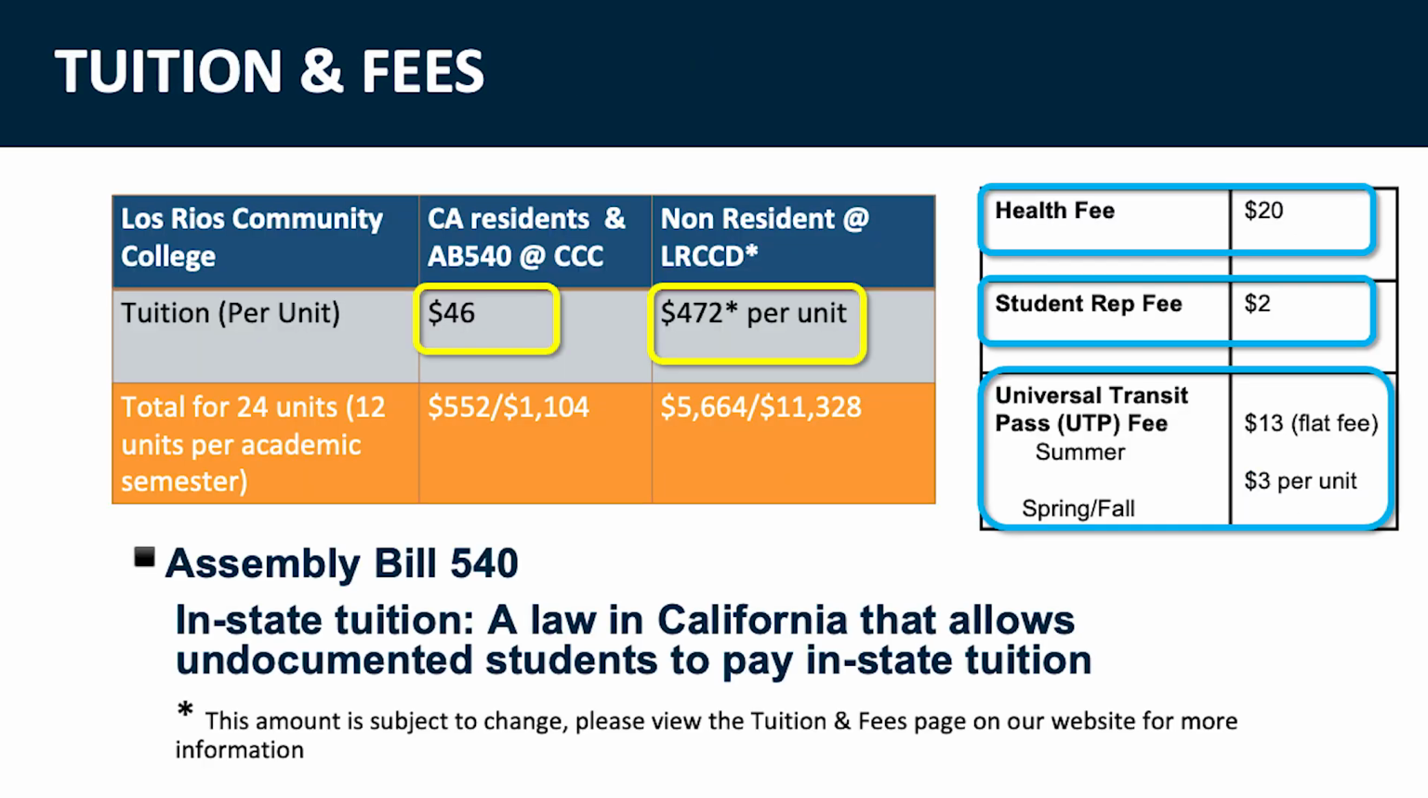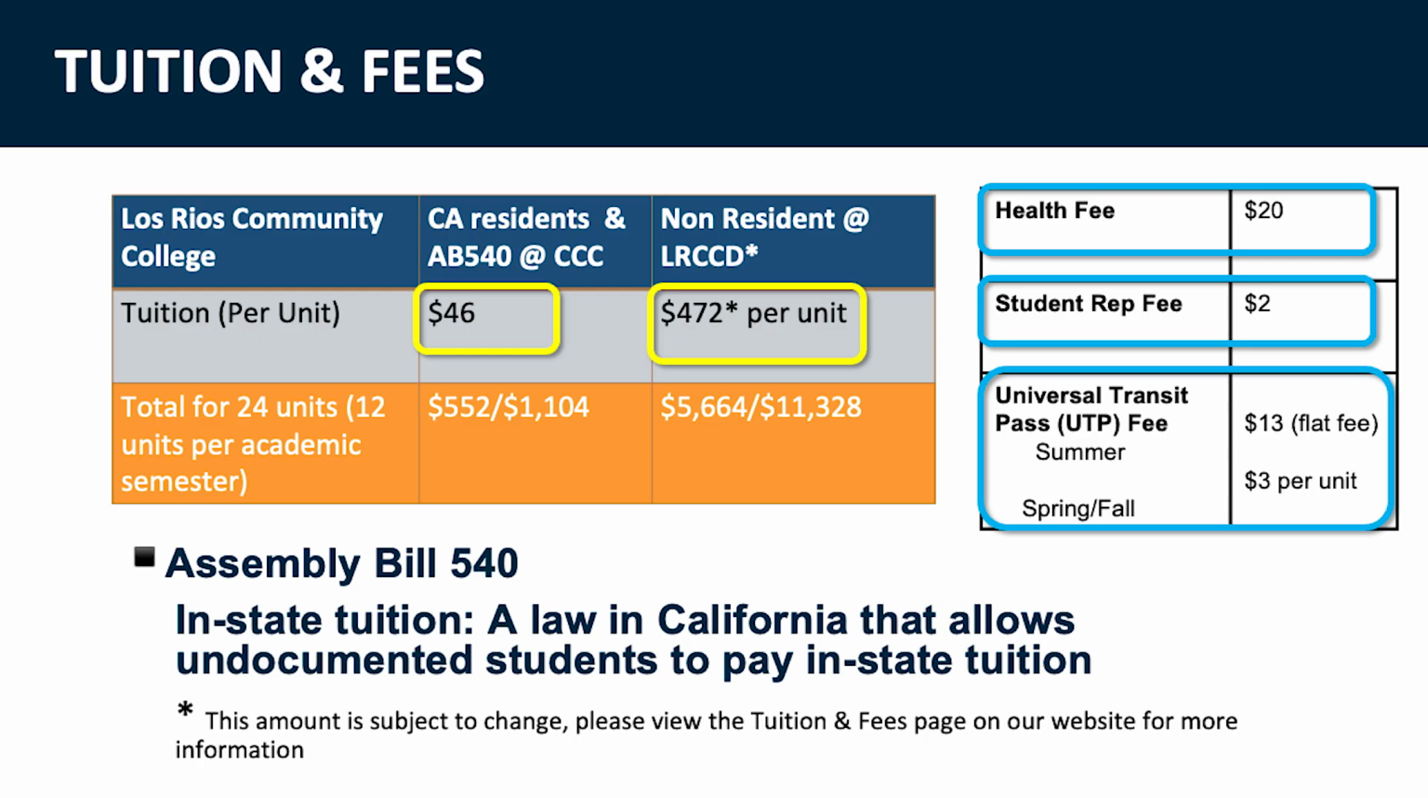On the screen, you will see the total cost of tuition at CRC before the Promise Grant or Los Rios Promise waives tuition. For California residents, tuition is $46 per unit. In order to be considered a full-time student, you must be enrolled in at least 12 units. For non-California residents and international students, the cost of attendance is $472 per unit.